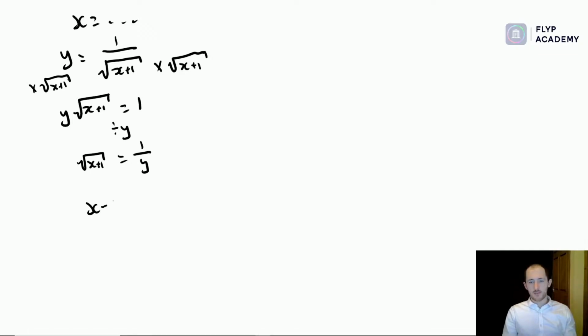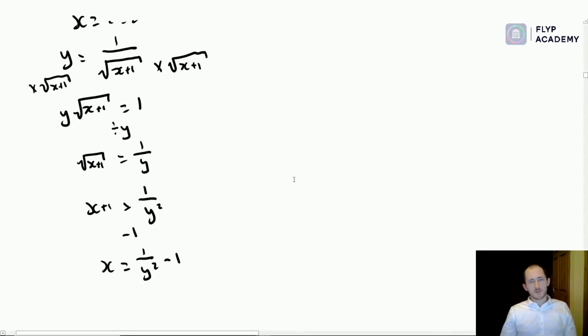That gets rid of that square root, and if we square the top and bottom, 1 squared is 1, y squared is y squared. And then lastly, all we need to do is subtract 1 from both sides, and we get x is equal to 1 over y squared minus 1. Okay, and that's 3 marks. Not too bad, but again, it's a bit tricky.